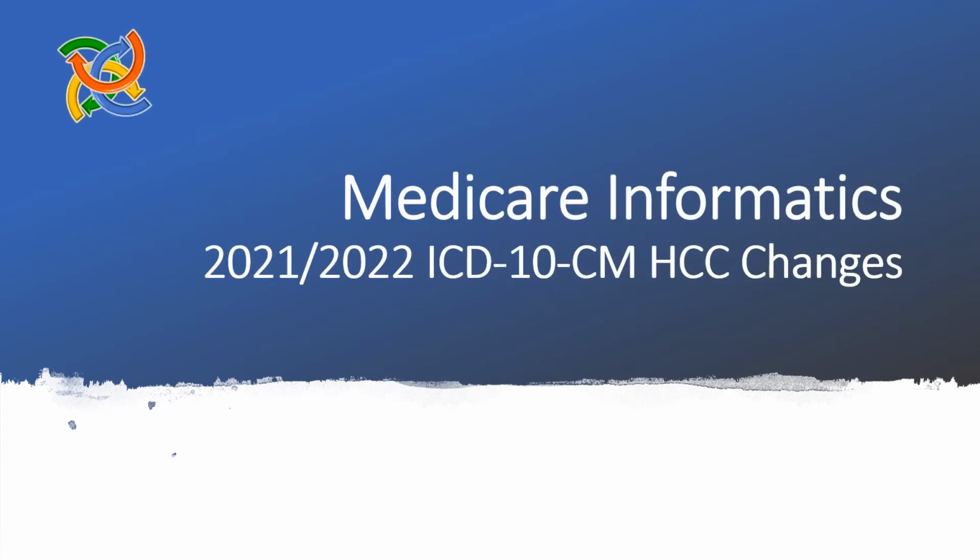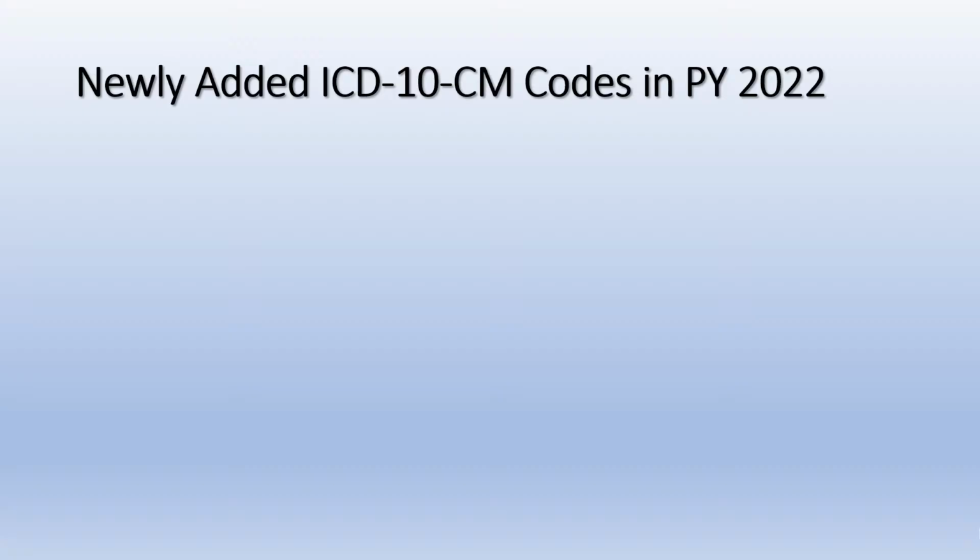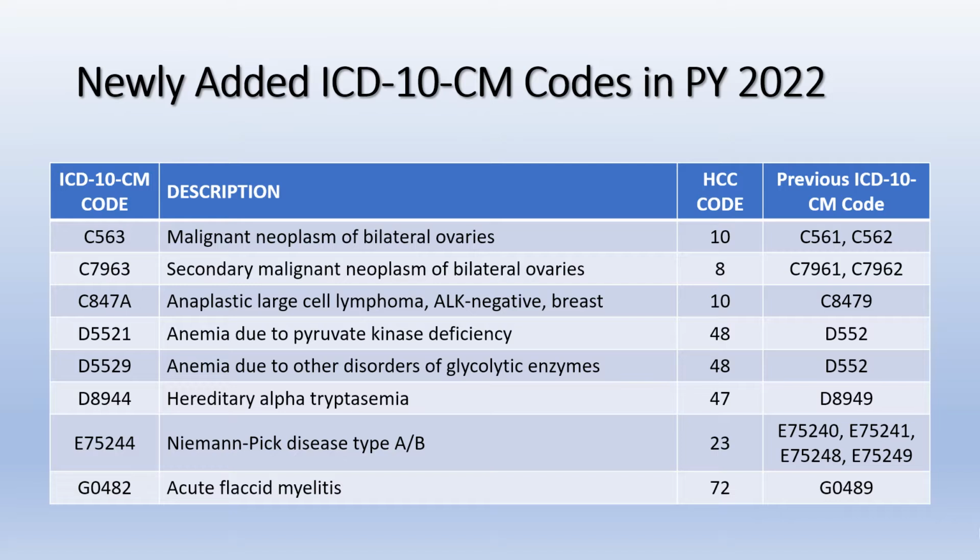In this video, Medicare Informatics would like to share information about the 2021 and 2022 ICD-10-CM HCC changes, newly added, deleted, or revised CMS HCC ICD-10-CM codes for risk adjustment. 205 codes were added to the 2022 ICD-10-CM code set, effective October 1, 2021. Among them the following ICD-10-CM codes are included: new, deleted or revised CMS HCC ICD-10-CM codes for risk adjustment.